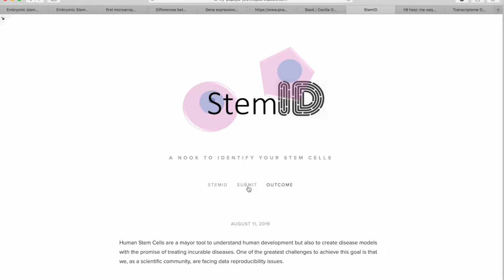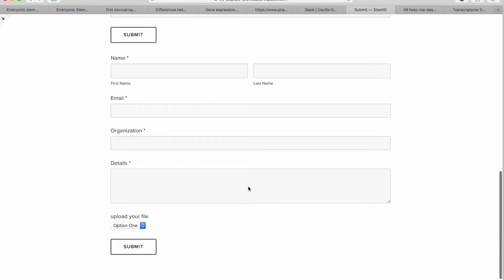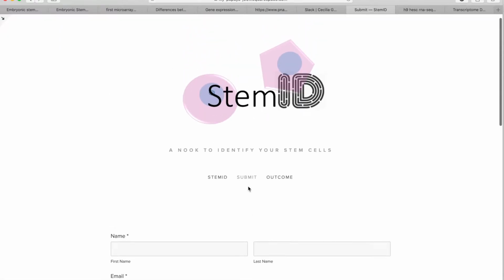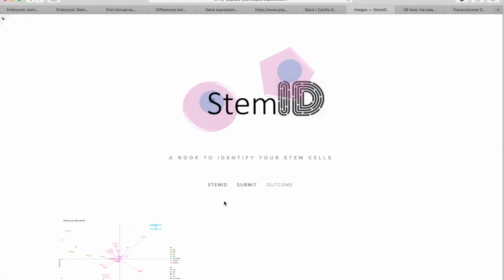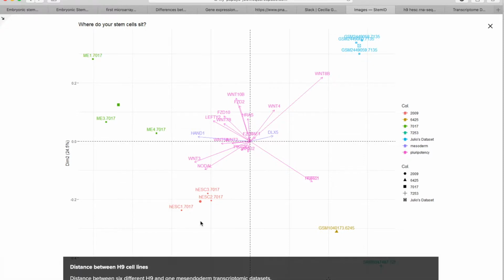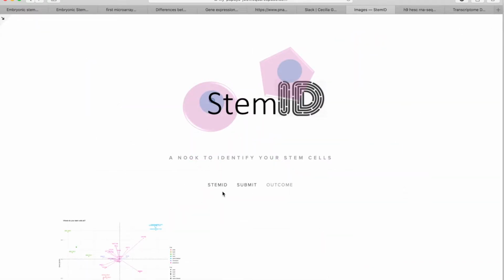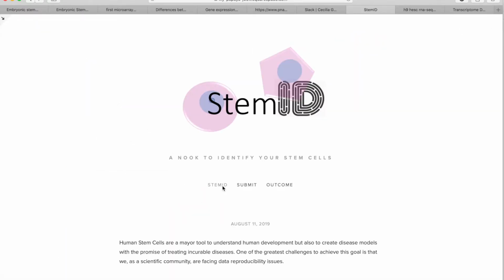So say if Julio wanted to check if his H9 cells match the original, he can simply fill in his details and submit the expression file of his cells. Here, Stem Cell ID will process the data and output, among many things, a PCA plot such as this one. We can observe the separation in data between the many different studies of the same H9 cells over the years. Stem Cell ID will also output the distance between Julio's dataset and other datasets, including the original.